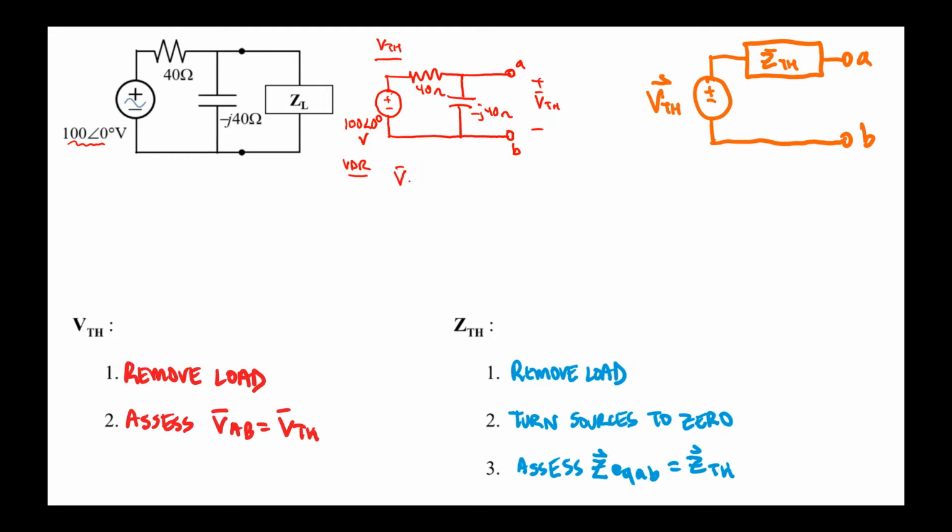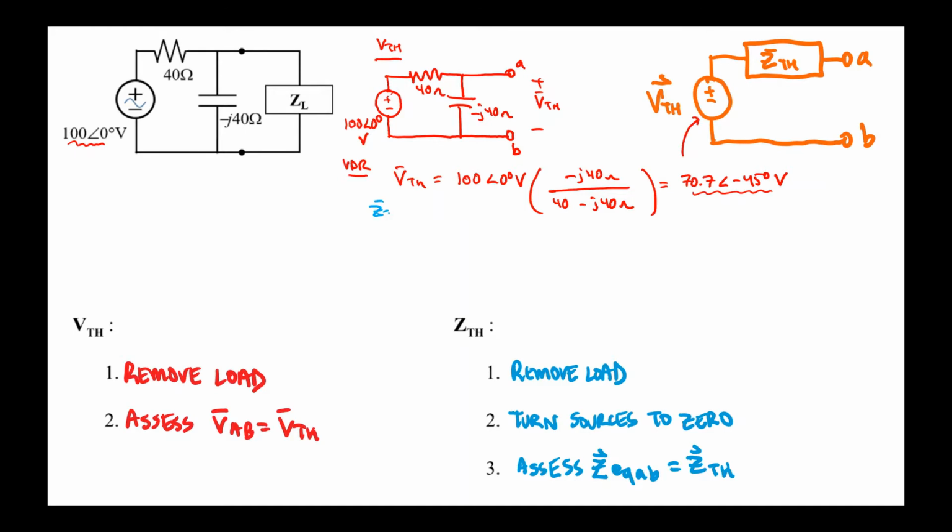I can assess that Vthevenin, which is across the capacitor, is equal to the total voltage, 100 angle 0 degrees volts, times the fraction where I put minus J40 ohms at the top and 40 minus J40 ohms on the bottom. That obtains a Thevenin voltage of 70.7 angle minus 45 degrees volts. That's the value of this voltage source.